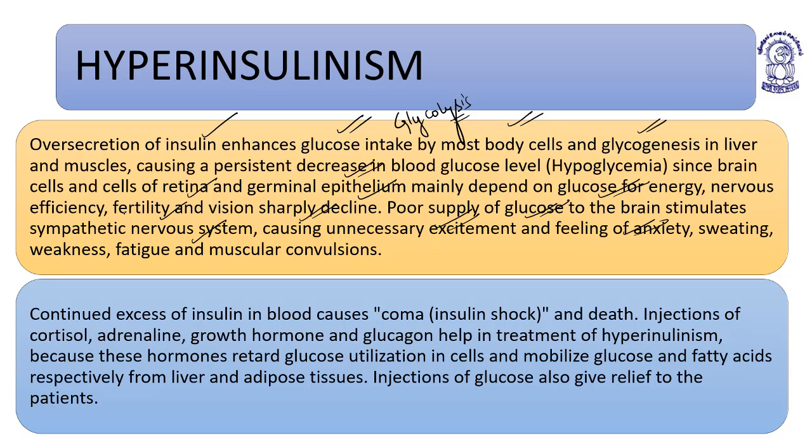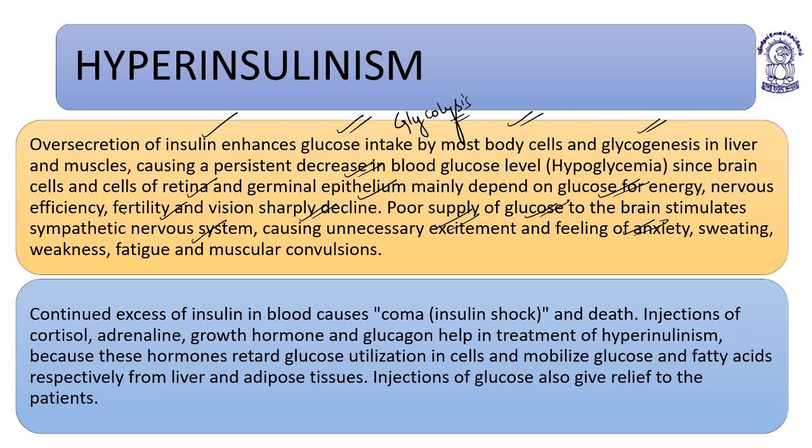Continued excess of insulin in blood causes coma. That is known as what? Insulin shock and death. Injections of cortisol, adrenaline, which are life-saving drugs, growth hormone, and glucagon help in the treatment of hyperinsulinism, because these hormones retard glucose utilization in cells and mobilize glucose and fatty acids respectively from liver to adipose tissue. Injections of glucose also give relief to the patients.